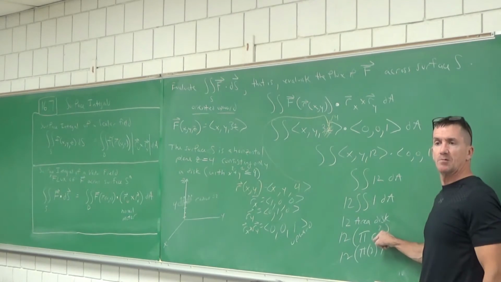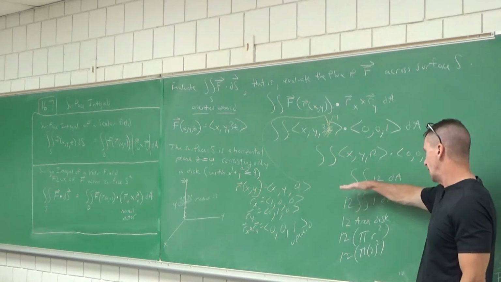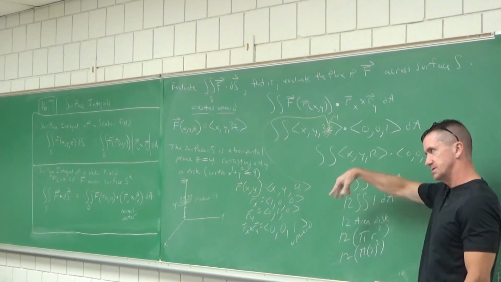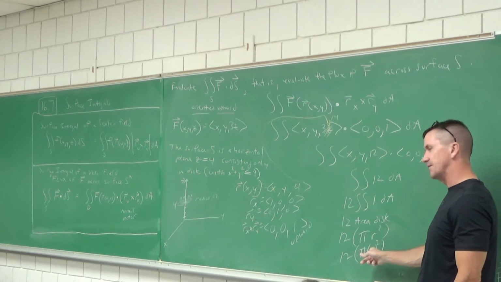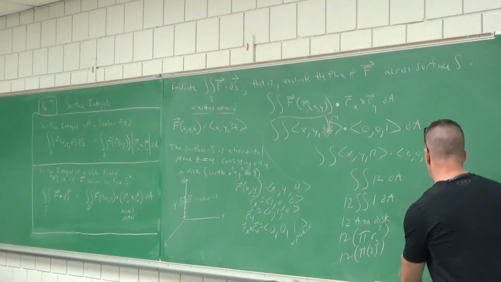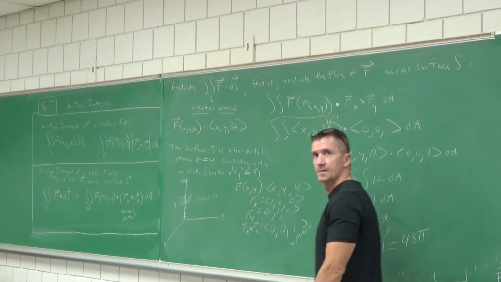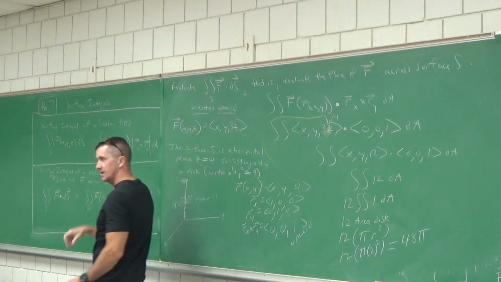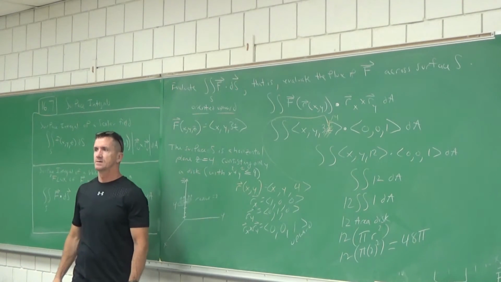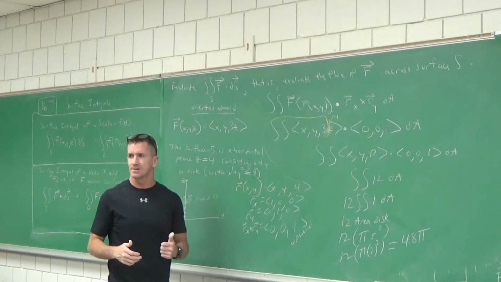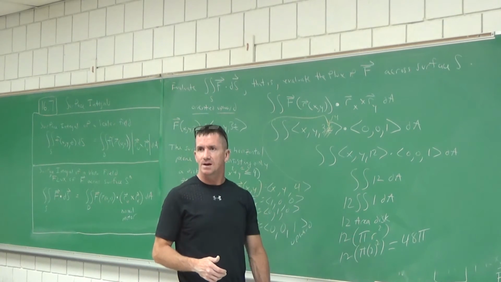You don't have to do this, by the way. I have students in the past, and they go, no, I just did double integral, thank you very much. Polar coordinates. What is that, 48 pi? 48 pi. Everyone okay with that? Got it. 48 pi.